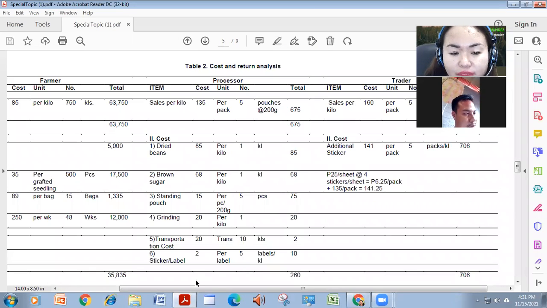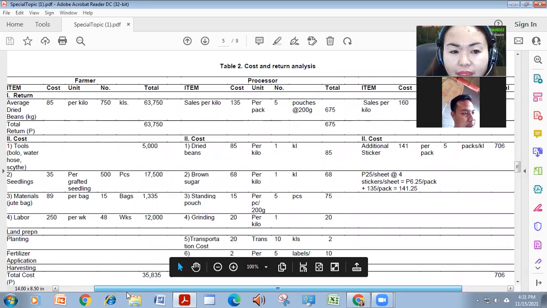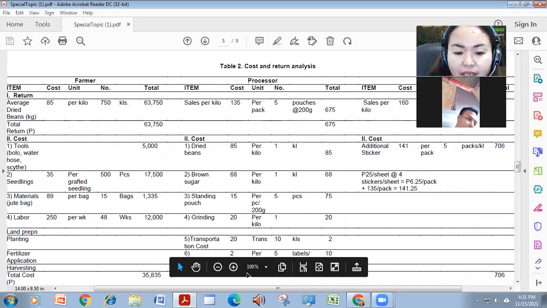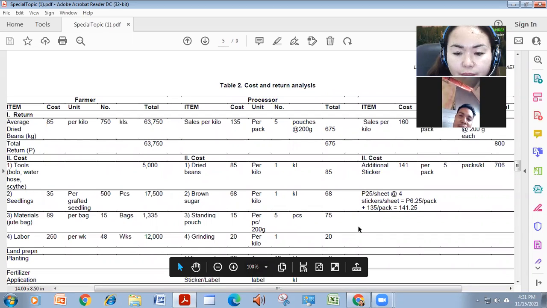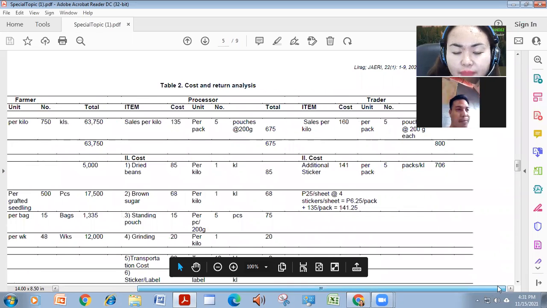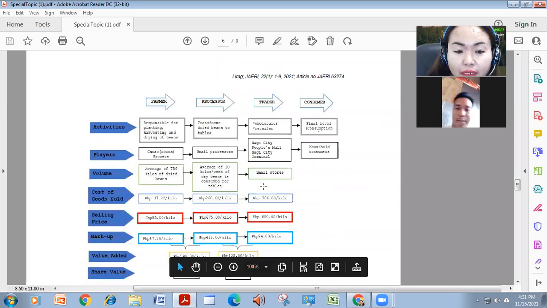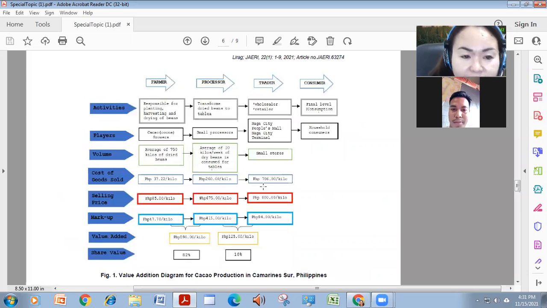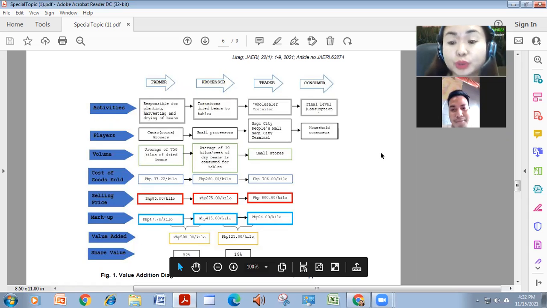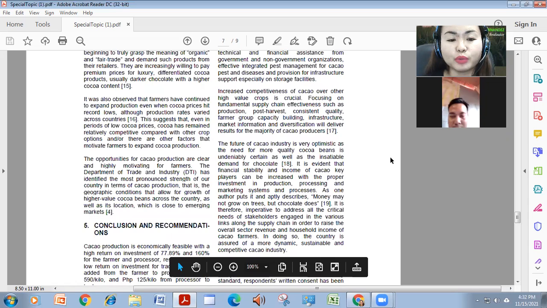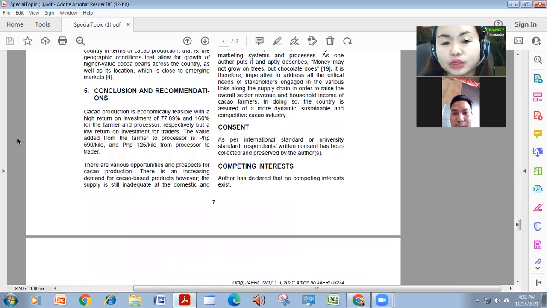If you notice also in the cost and return analysis, the researcher costed everything the farmer spends, up to the processor, up to the trader, the one selling. As Sir Alvin already explained properly, the processes, the activities and so on from farmer to consumer. And most importantly, you have to indicate the conclusion and recommendation.